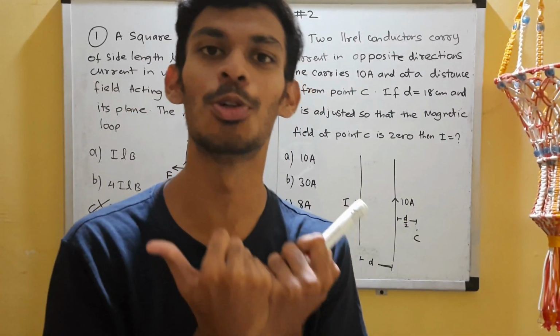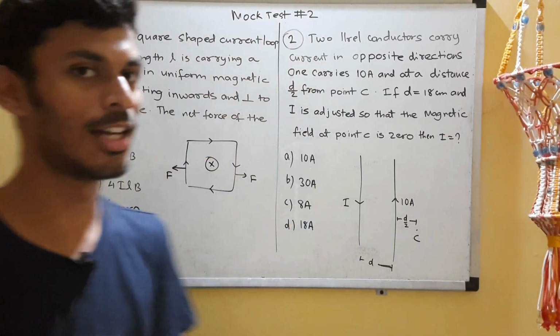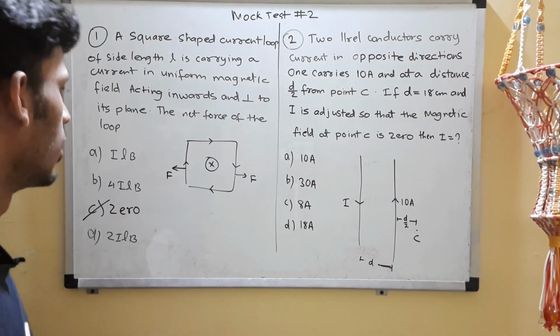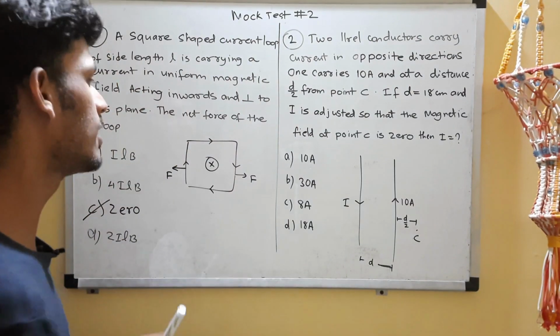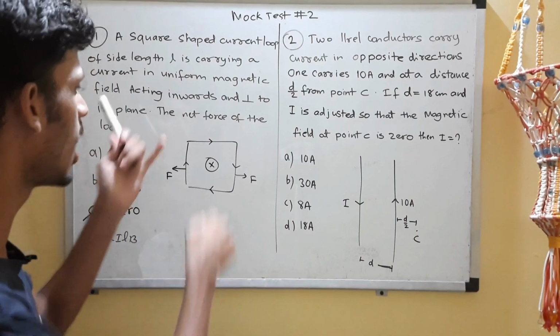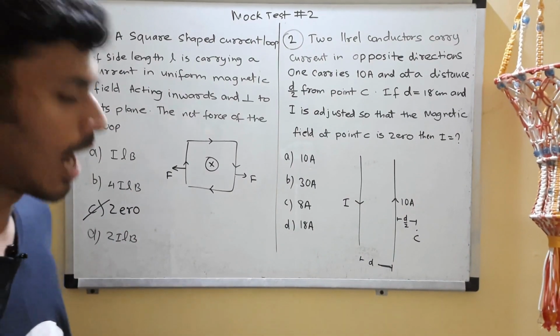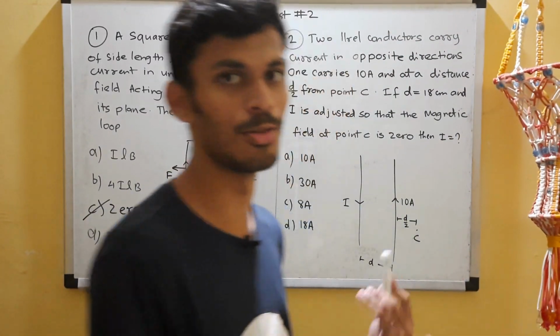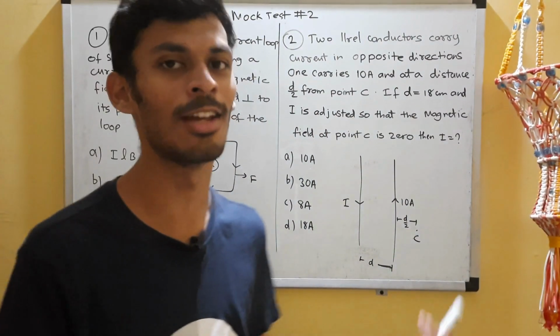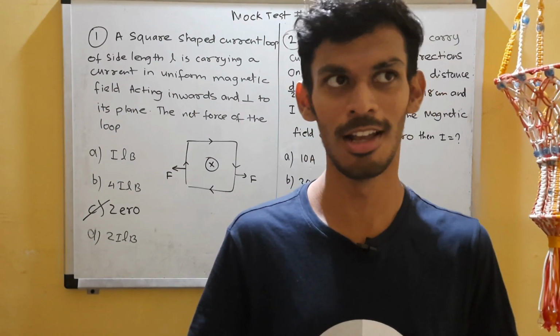That is why these two forces cancel out each other and the net force on the square loop is 0. You can also check it for the other two sides. Similarly, the forces will be outward, and they will cancel out and you'll see that the net force on the loop is 0. Or you may remember it as a fact that the net force on a current carrying loop placed in a uniform magnetic field is 0.